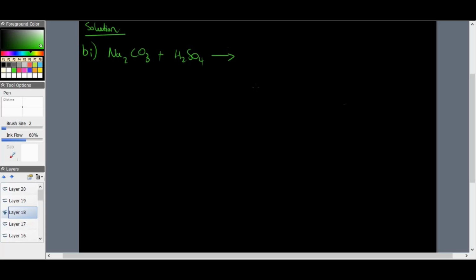Let's see. Well, a salt forms, and the salt that forms is Na2SO4, and because of the presence of a carbonate in the base reacting with the acid, we know the byproducts that are going to be formed are H2O, which is water, plus carbon dioxide, CO2. Wonderful.